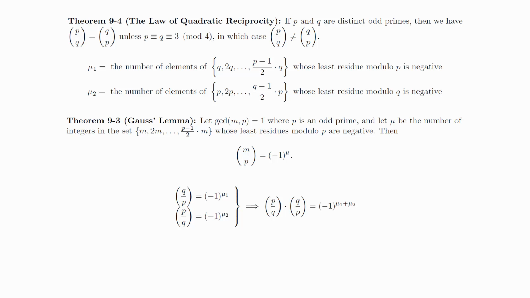We will find two ways of counting the same set of lattice points in a certain region. The first time we count them, we will show that there is an odd number of points if and only if p and q are both equivalent to 3 modulo 4. The second time we count them, we will show that there are mu1 plus mu2 lattice points. Putting these two statements together will give us the result.